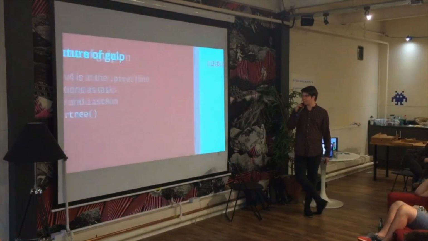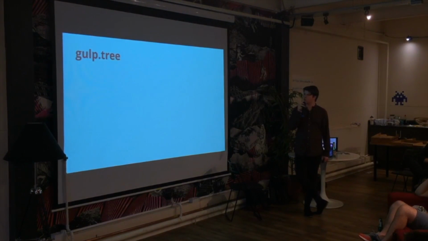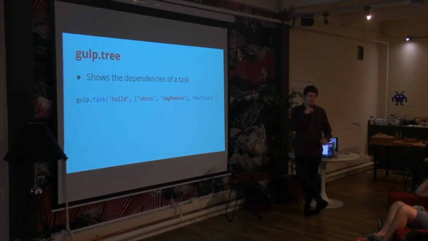So we've got Gulp tree. This one's quite a small one, but it's quite good for local development. So it shows the dependencies of any task. For example here, we have Gulp task build, which has a dependency of uncss and image remove. But if I want to find out what uncss and image remove depend on, I'm going to have to look through all my files and find those relevant tasks. I just specify Gulp tree and it'll output an array of every dependency. So that's saying, if you run Gulp task build, it's going to run all of those tasks.